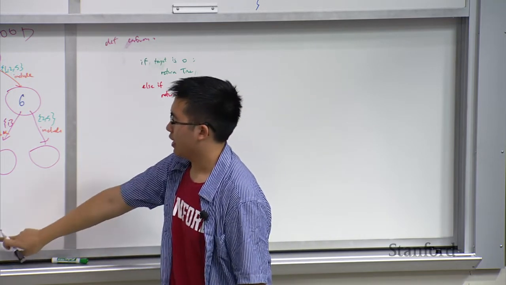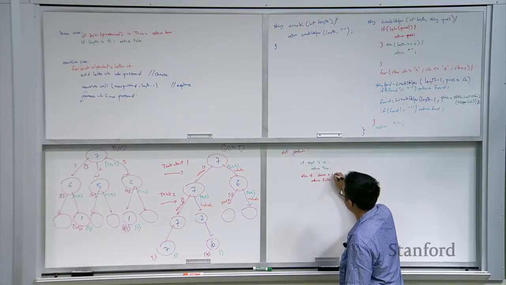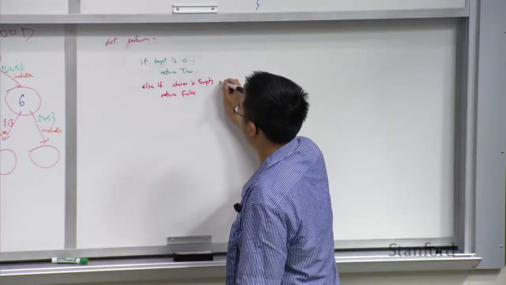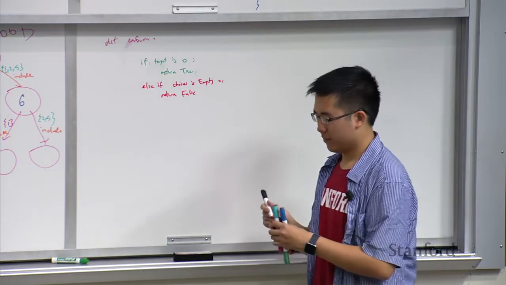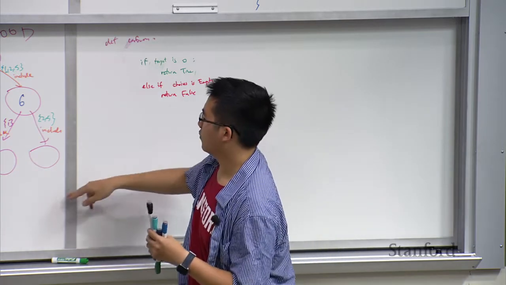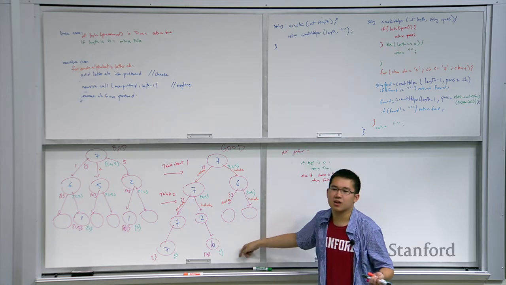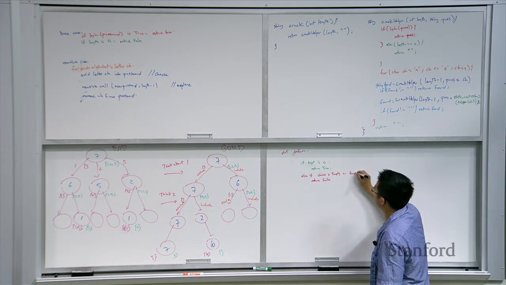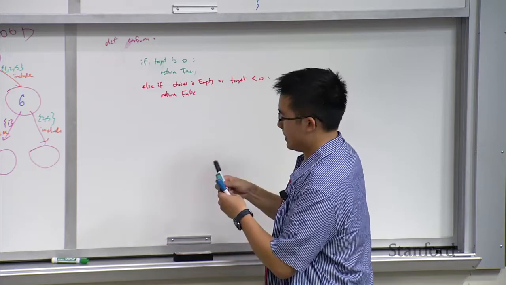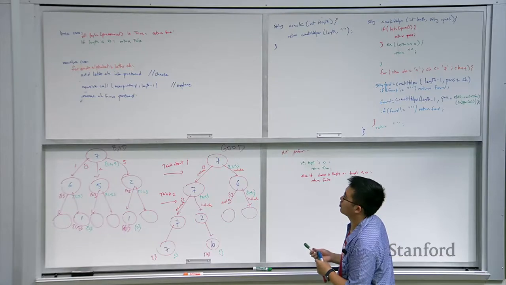How do we know that we failed? Either choices is empty, or, almost out of time, so I want to move this forward a little bit. But when one of these numbers reaches negative, then that means, oh, you went past the sum, we can't go anymore. So, or if the target is less than 0. Okay. And then let's just quickly do the choose, explore, unchoose steps.